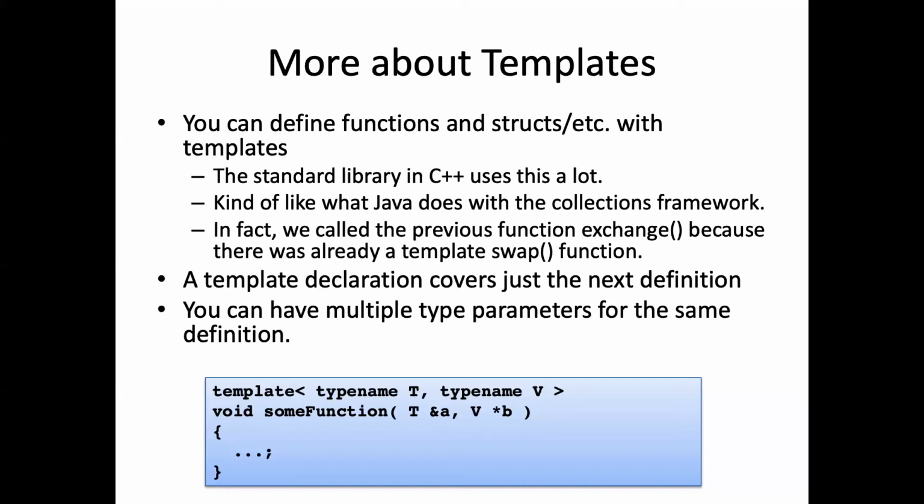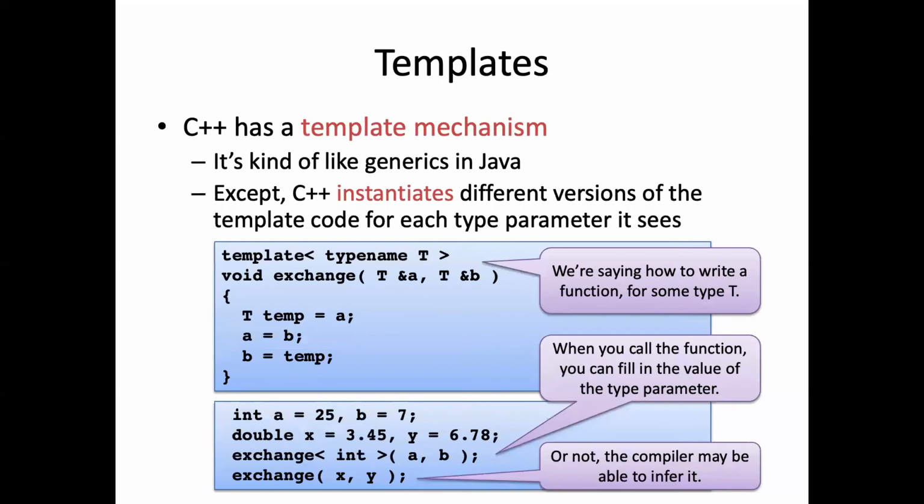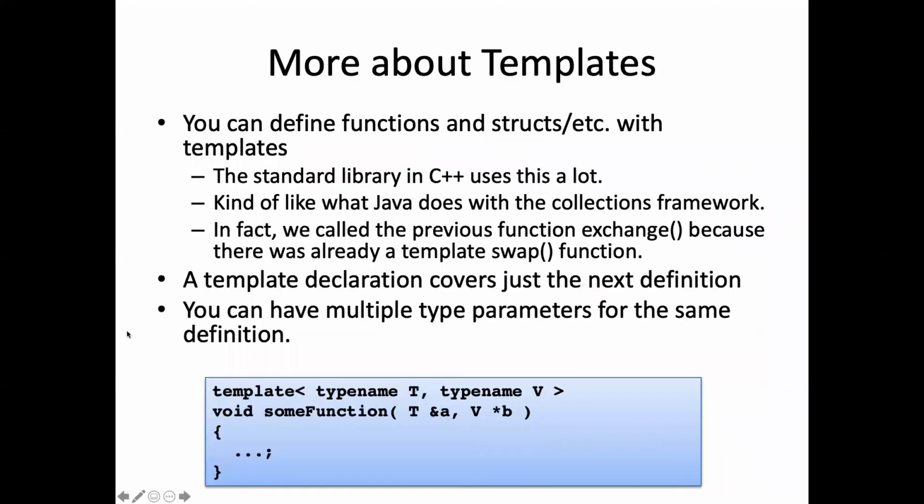Oh, and I forgot this bullet right here. The reason I was calling this function exchange instead of swap like we've called it before is because C++ already has a generic swap. The thing that we were doing back here with exchange, we didn't really have to do that because the standard template library already has a generic swap function that pretty much is exactly like what we did here. So they already thought of this. I just used it as an example to illustrate how templates work.